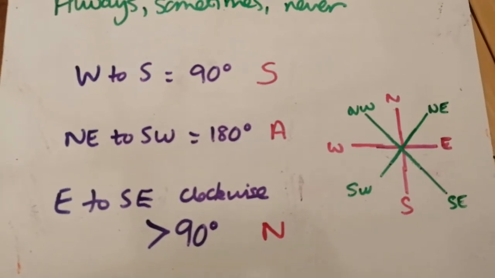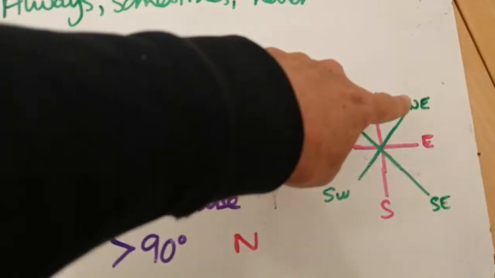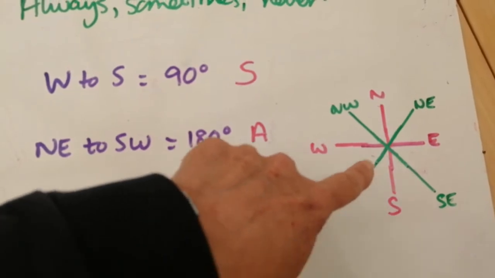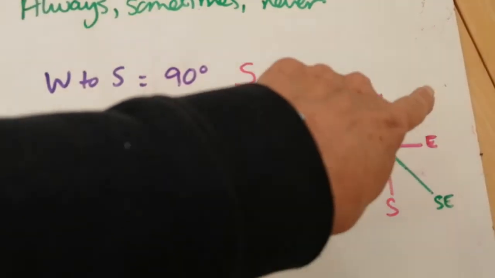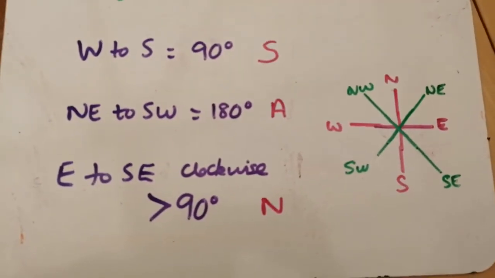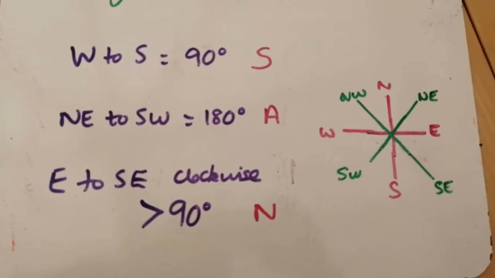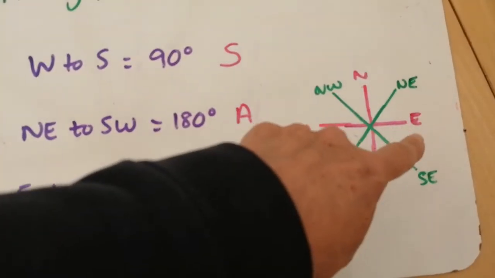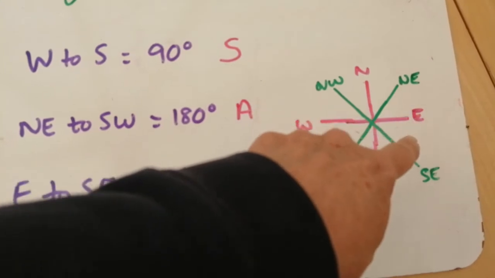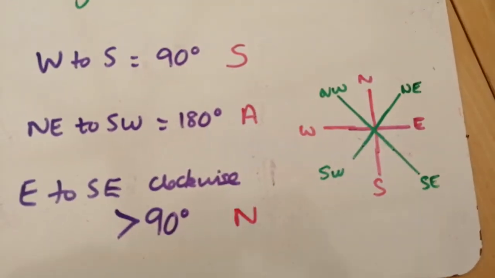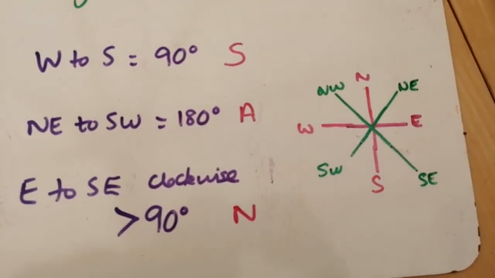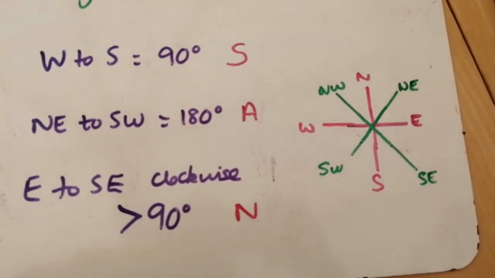Northeast to southwest, 180 degrees. There's northeast, there's southwest. It's always on a straight line. That's always going to be 180 degrees, doesn't matter which direction you go. And from east to southeast clockwise, that means you've got to be going this way. That's never going to be more than 90 degrees. It's 45 degrees.